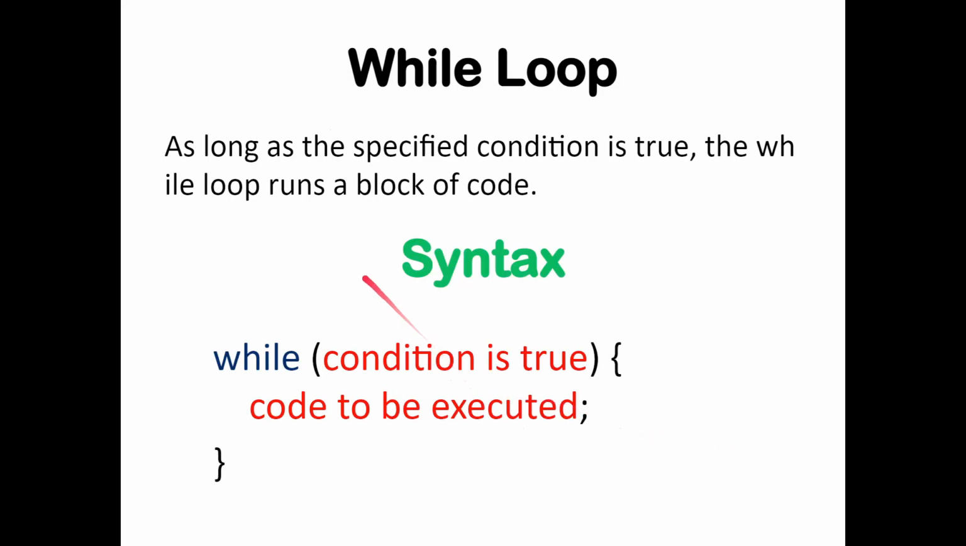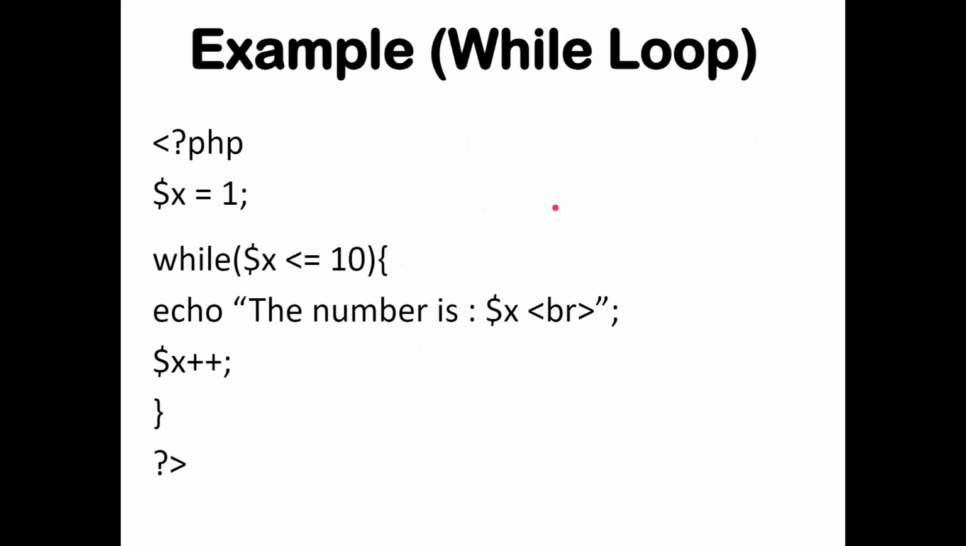Now, what is the while loop? The syntax of the while loop looks like this. Inside the while loop, when the condition is true, this red part of code will execute again and again, only while the condition is true. Okay, let's see the example.